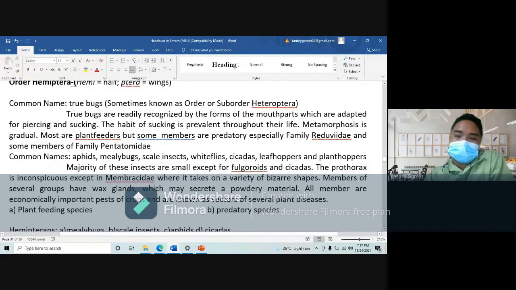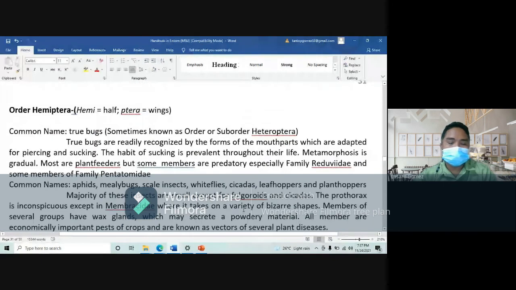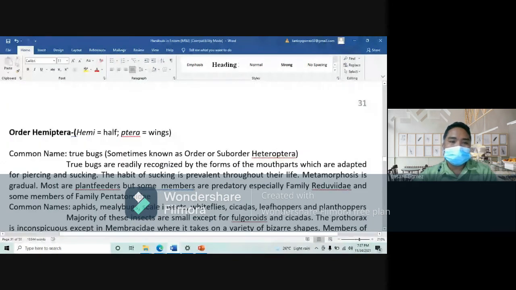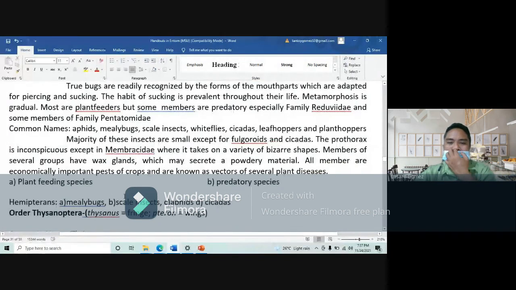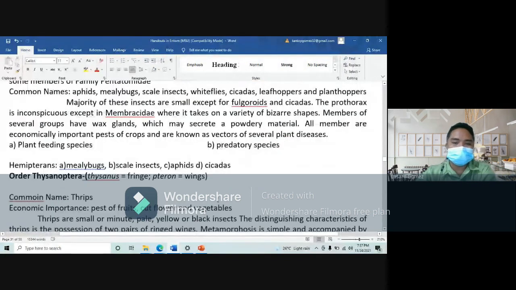Majority of these insects are small except for fulgoroids and cicadas. The prothorax is inconspicuous except in Membracidae, where it takes on a variety of bizarre shapes. Members of several groups have wax glands which may secrete a powdery material. All members are economically important pests of crops and are known as vectors of several plant diseases. Okay, so that is order Hemiptera. We have the mealybug, scale insects, aphids, and the cicadas.